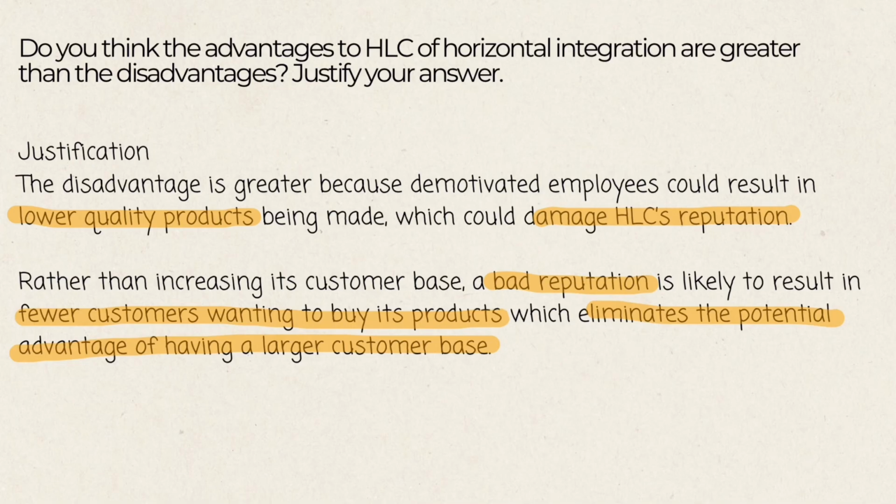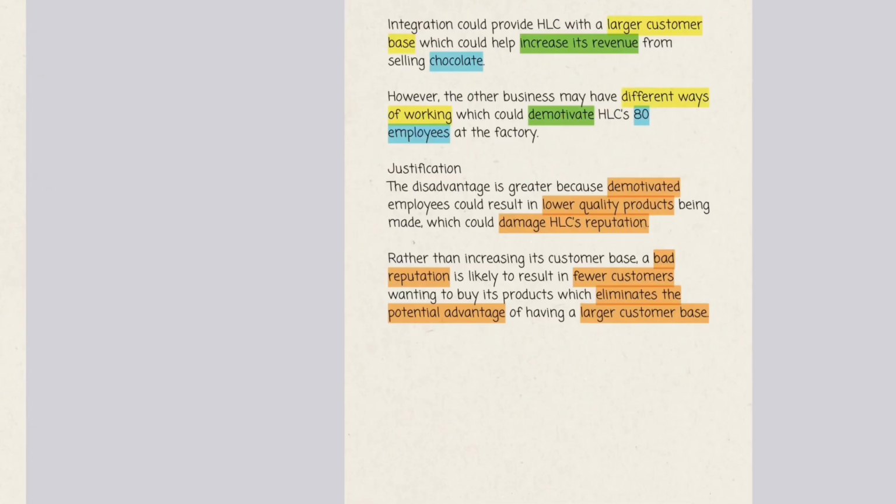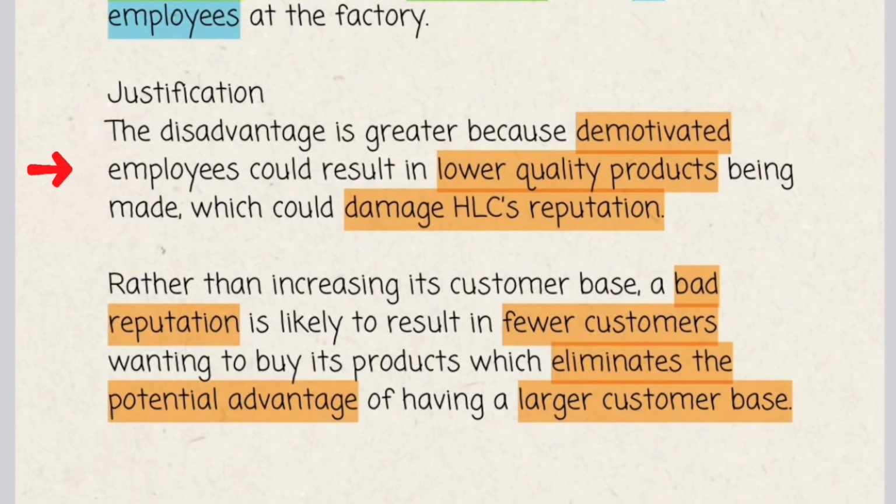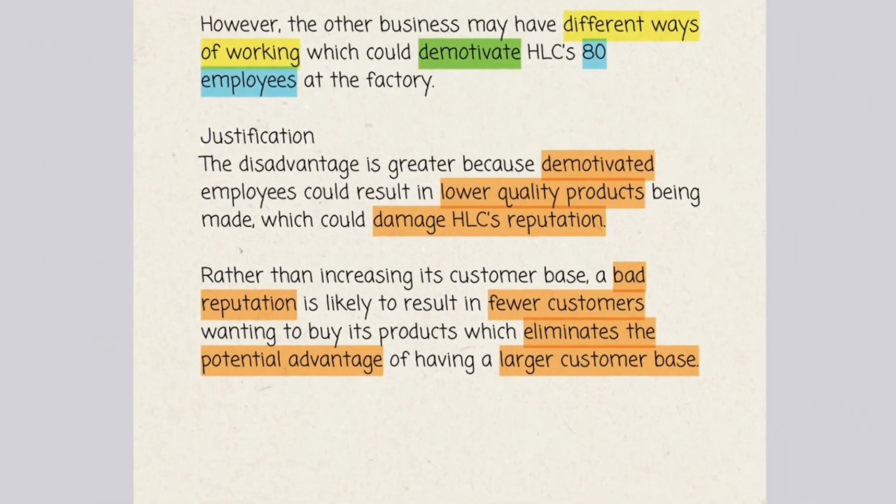So let's have a look at the full 8 out of 8 candidate answer. A larger customer base will help increase its revenue for its chocolate. However, the business may have different ways of working, which could cause demotivation for its 80 employees. Demotivated employees will cause lower quality products, which will harm its reputation, and a bad reputation will result in fewer customers, which will eliminate the potential advantage of having a larger customer base. As you can see here, this script has followed the 4 rules. It's made a clear decision, it's rejected the alternatives, it doesn't repeat, and it has avoided new knowledge points.